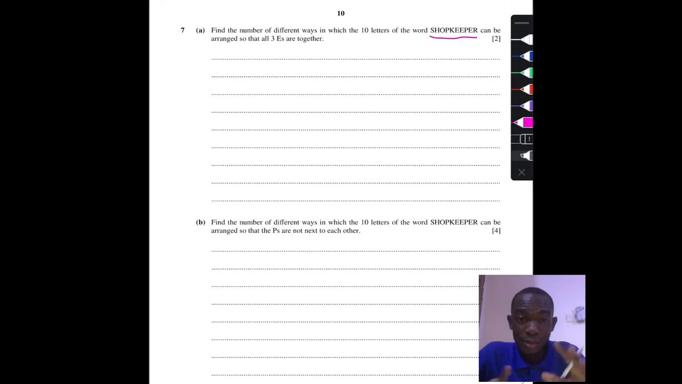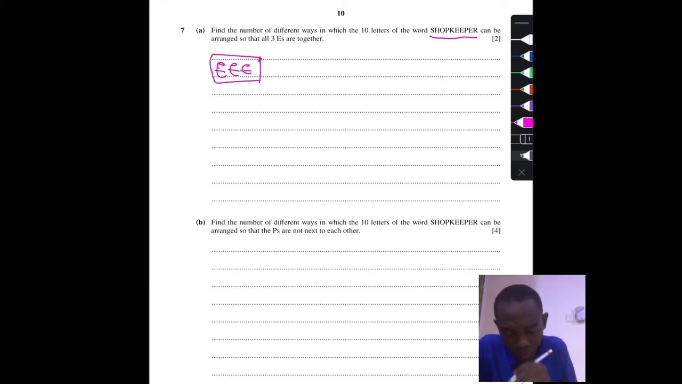It says the E's are together, right? So let's put the E's together. That's what they want. So we have E, E, E, they are together. Put a box around it. What is left, we have S, we have H, we have O, we have P, we have K, we have P, we have R.